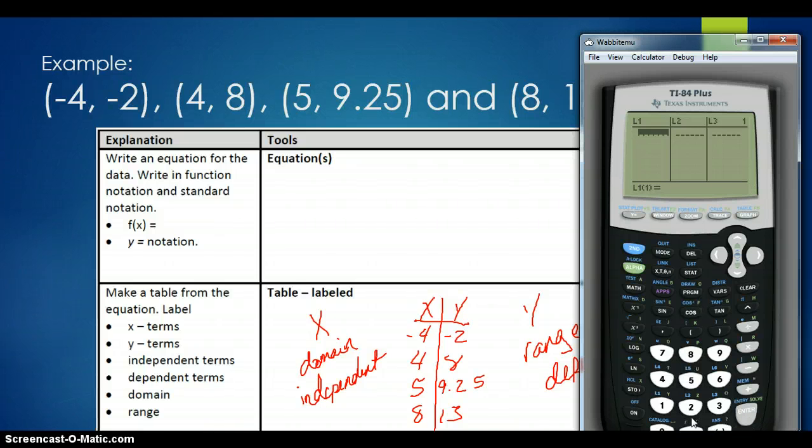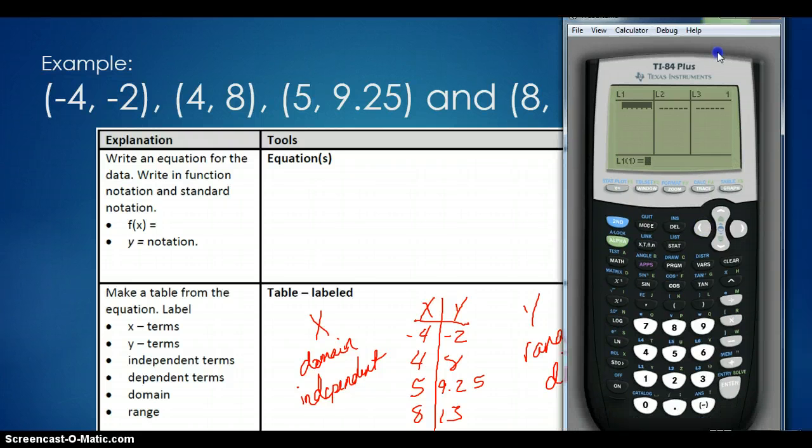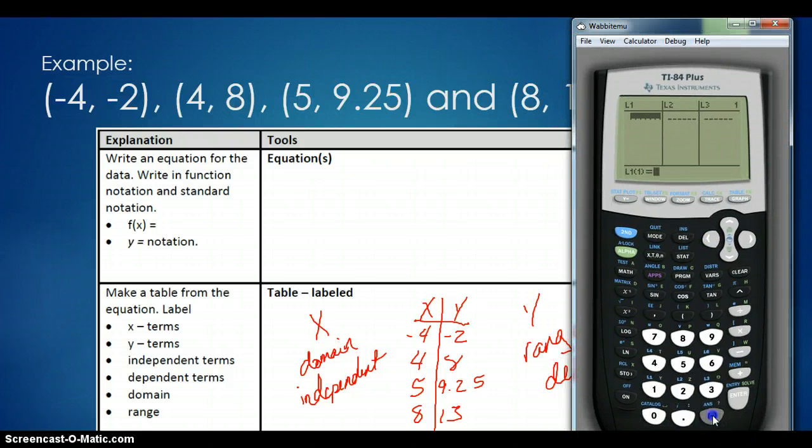and we're going to put the x values in L1, and we're going to put the y values in L2. And once again, if I get ahead of you, just pause the video and catch up. Okay, I've entered all 4 points, and now I hit stat again, calculate, and I'm going to use quadratic regression.